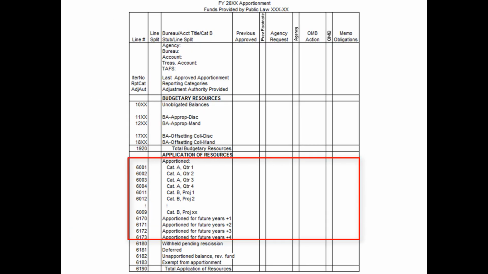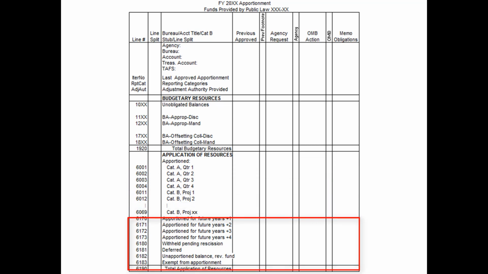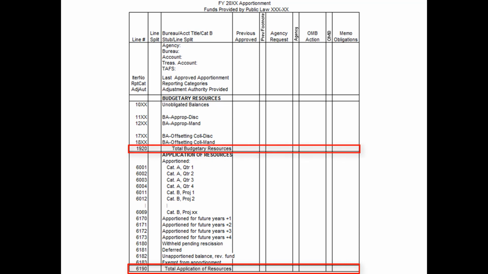The apportioned section, lines 6001 to 6173, plus the unapportioned section, line 6180 to 6183, make up the entire application of budgetary resources, or bottom section of the apportionment. These lines are totaled on line 6190, and this amount must equal the amount on line 1920.